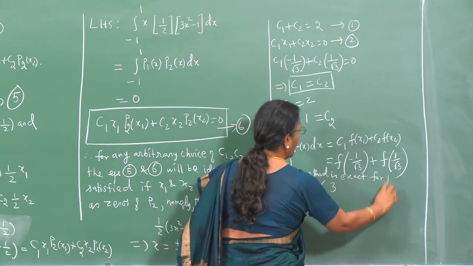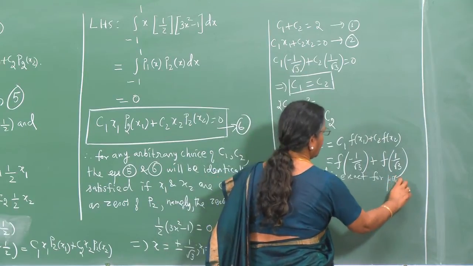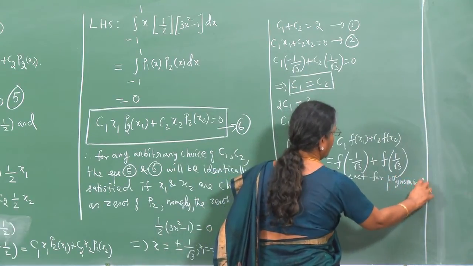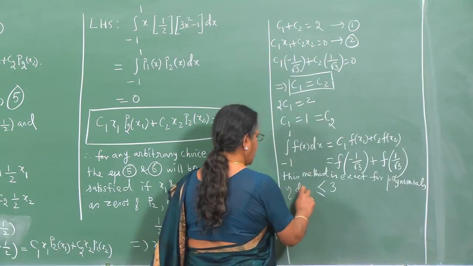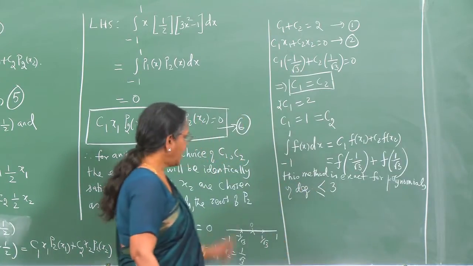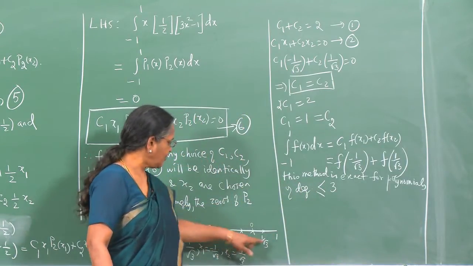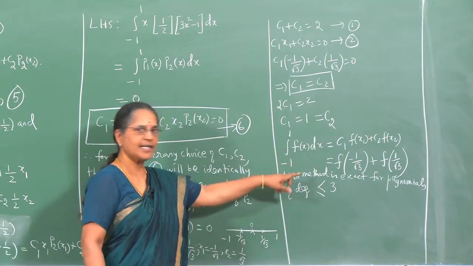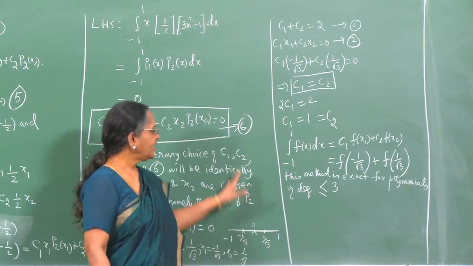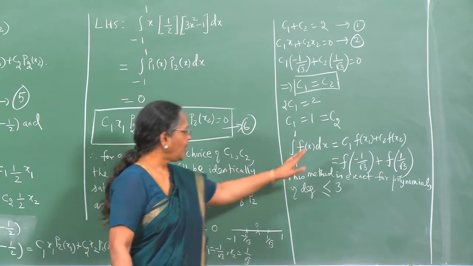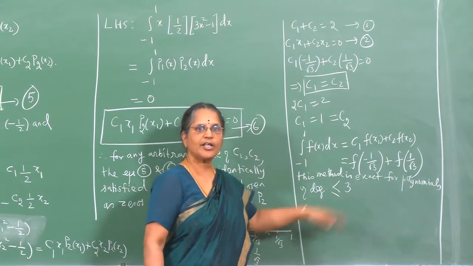For polynomials of degree less than or equal to 3. There are only two nodes at which the function is evaluated. The method is exact for polynomials of degree less than or equal to 3.